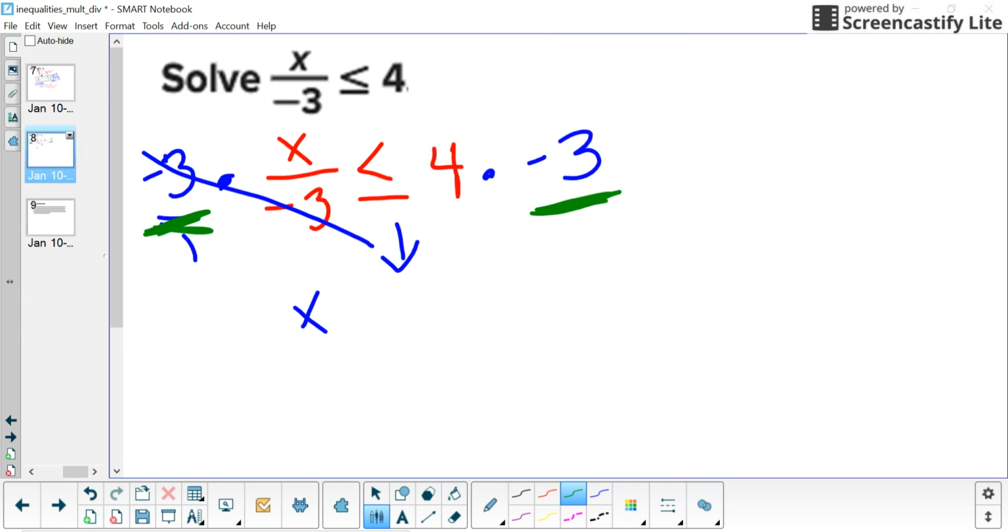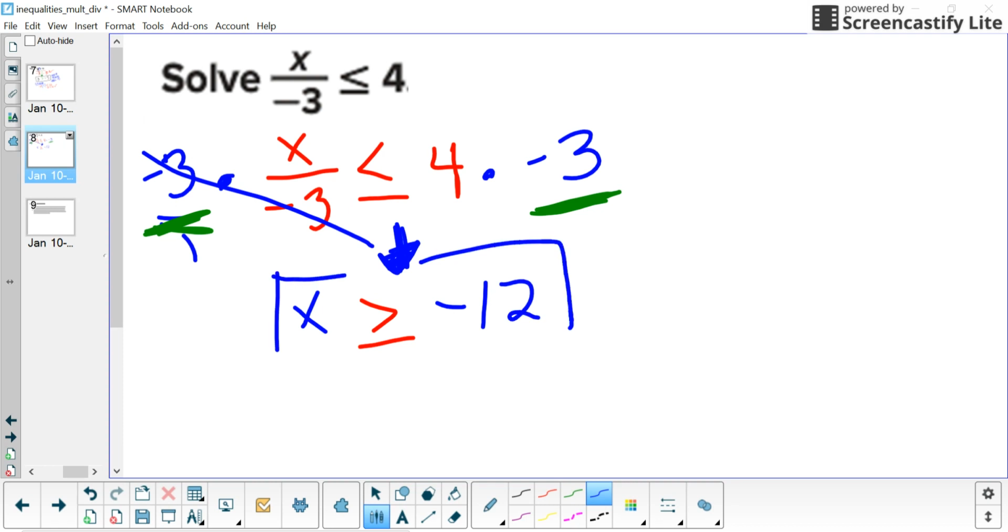So this symbol here is going to flip and become, instead of less than or equal to, greater than or equal to. Okay, and then 4 times negative 3, which gets you a negative 12. So your answer here is x is greater than or equal to negative 12.